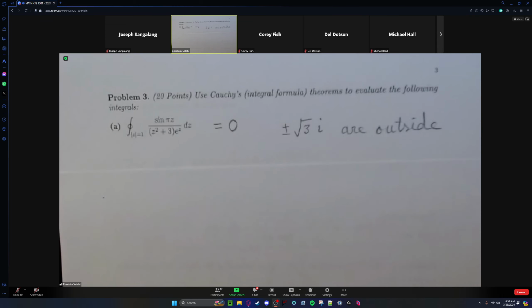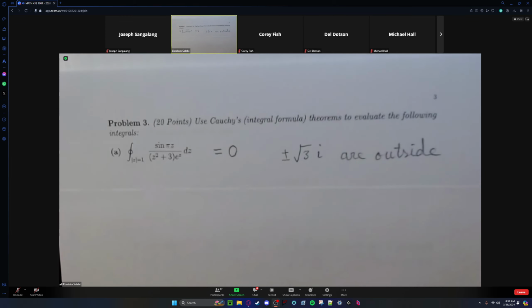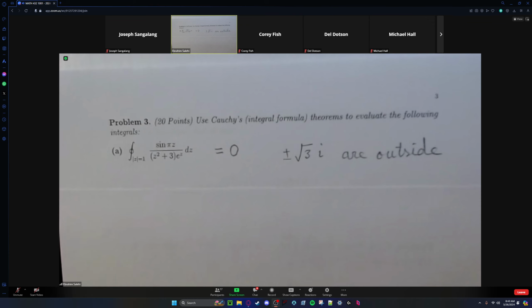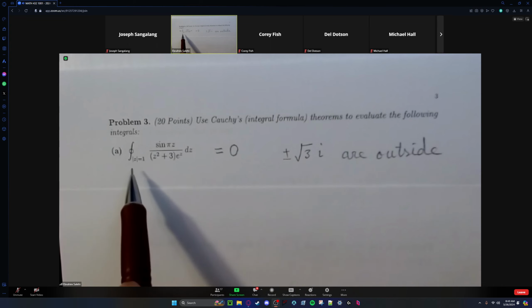Number 3 is about integration. And the main idea, the main topic of our course is integration. We integrate always over a curve. Now, we are integrating over this unit circle.